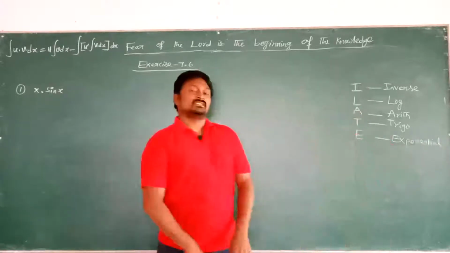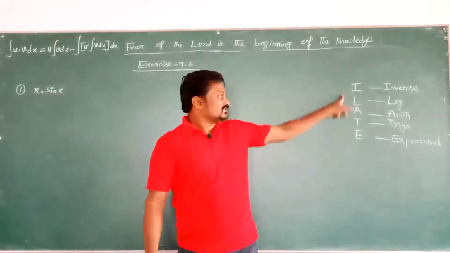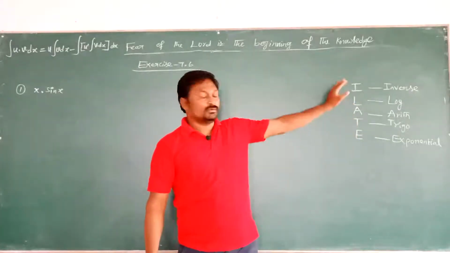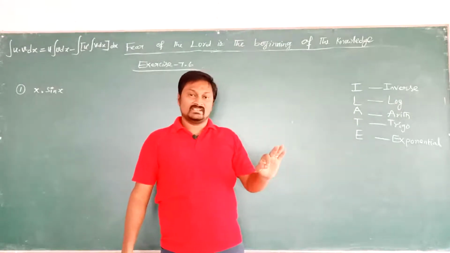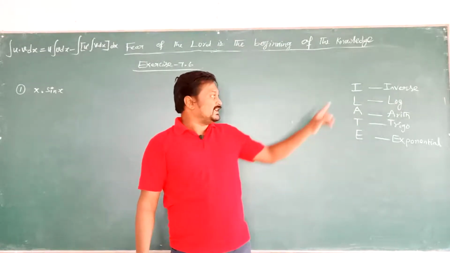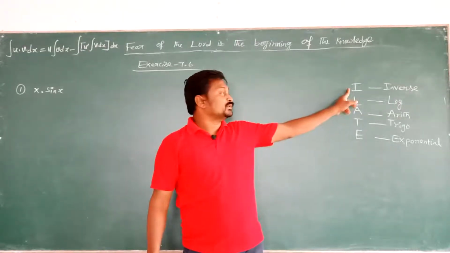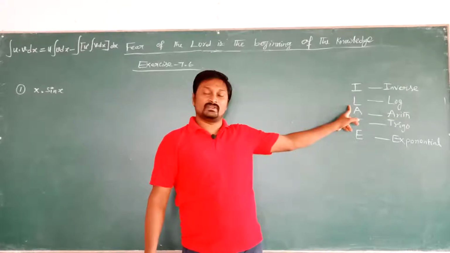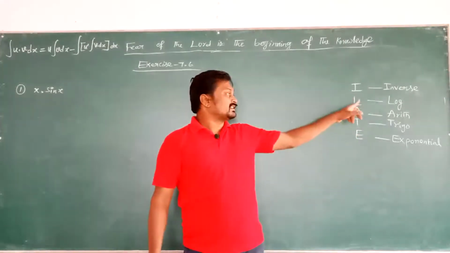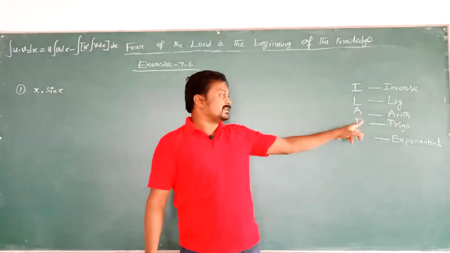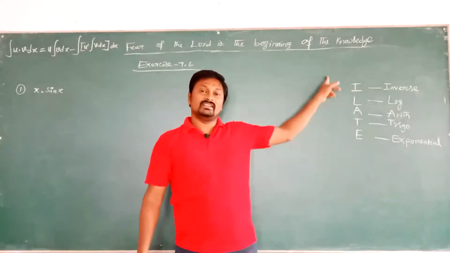Okay, so you have to decide by using this ILATE rule which is u and which is v. Always remember, first the inverse function, or logarithm function, you have to take as u, according to this preference: inverse function, log function, arithmetic function, trig function, then exponential function. In this way, orderly we have to take.